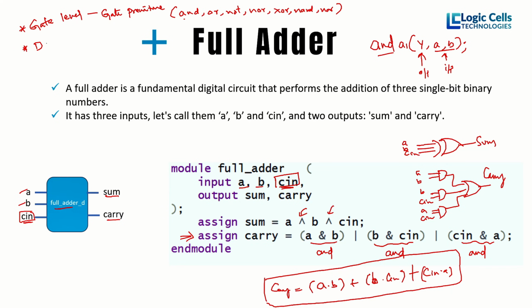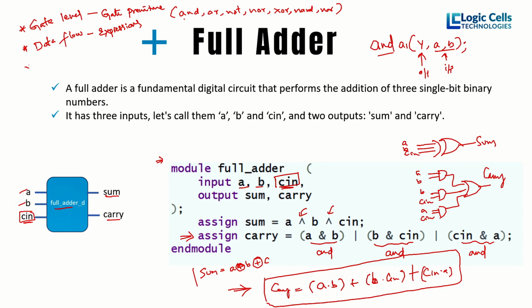Then we have data flow description. Data flow description means you will be using expressions there. What expressions? These Boolean expressions. For sum, it is A XOR B XOR C, right? Similarly, carry is this, right? The same kind of expression will be used in data flow description code.